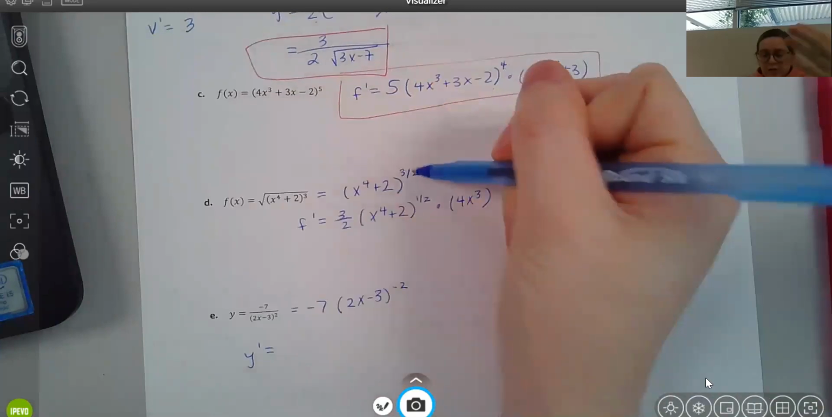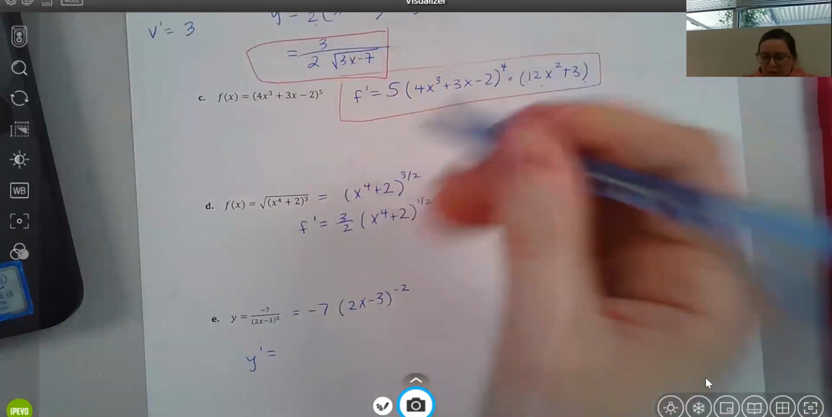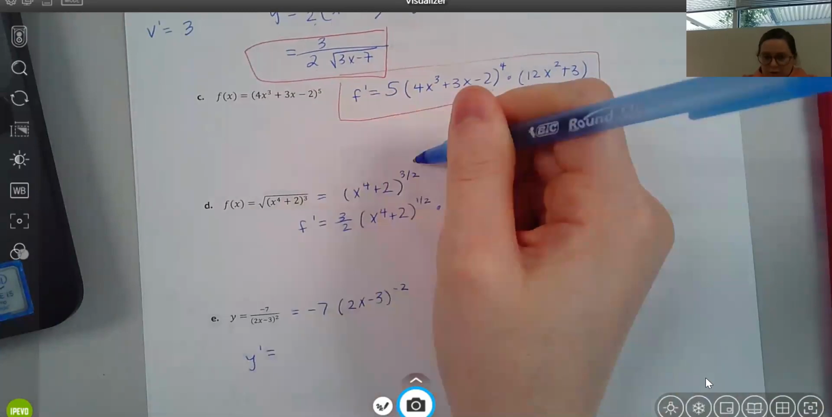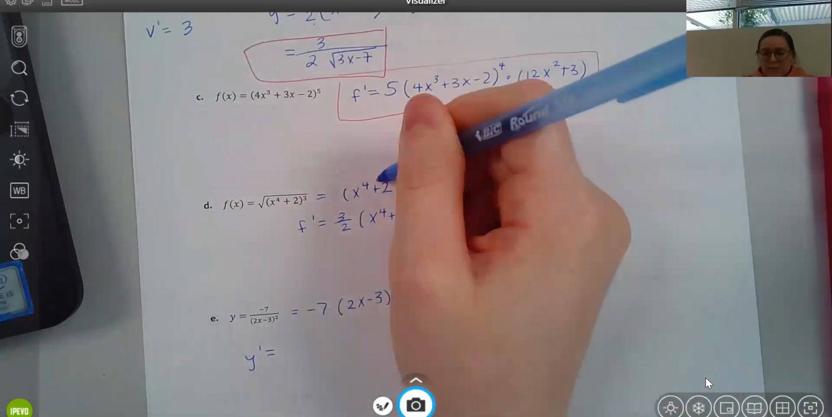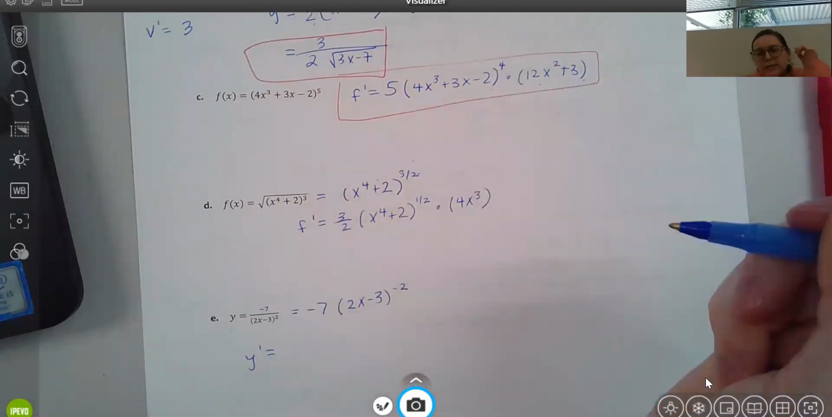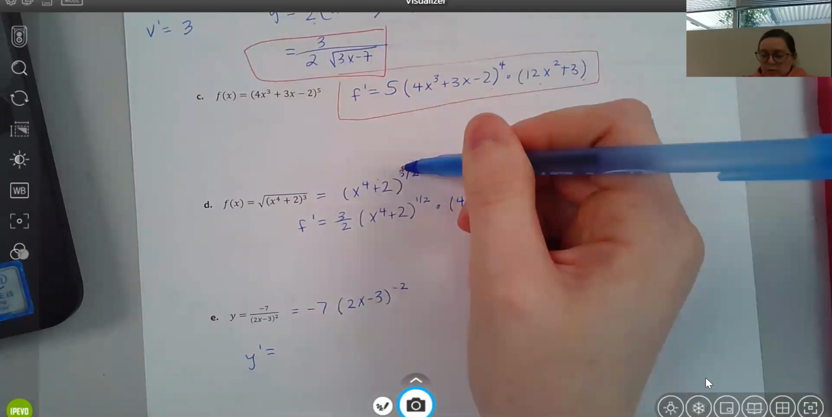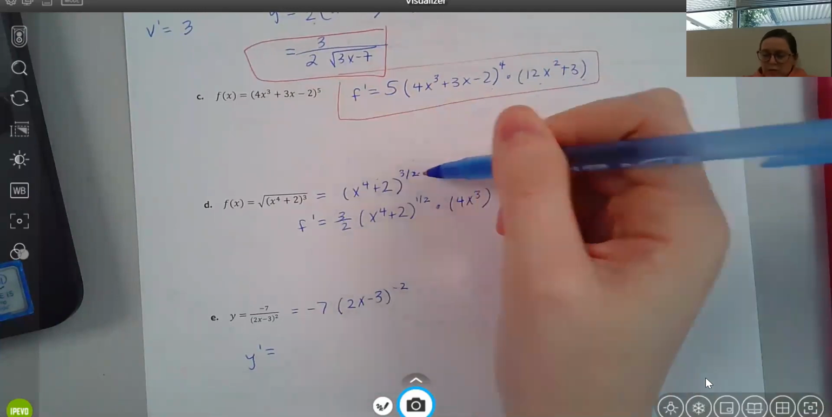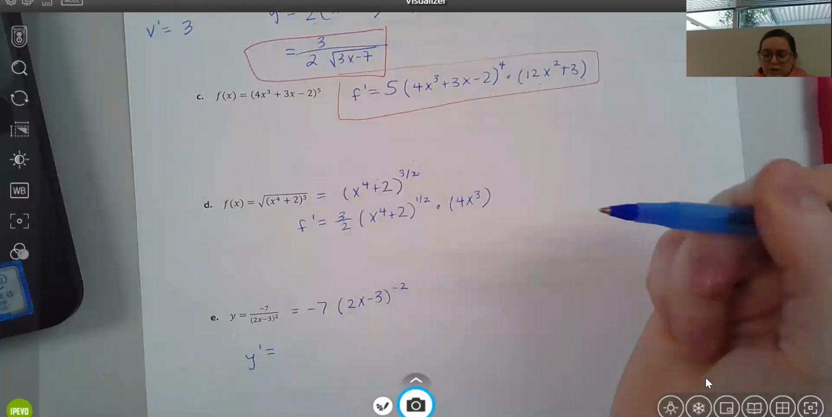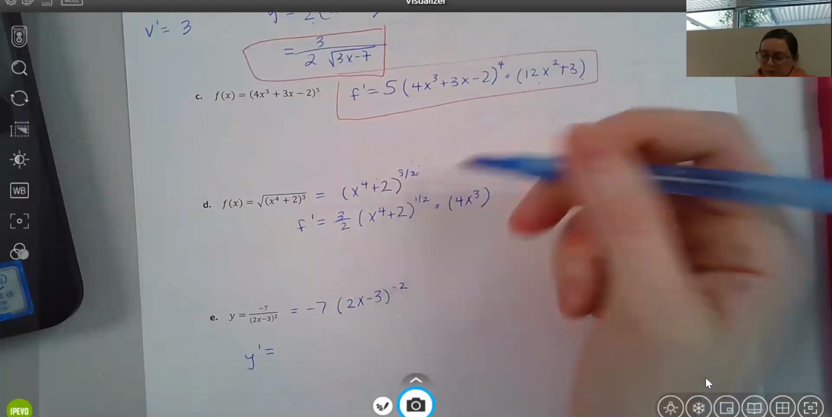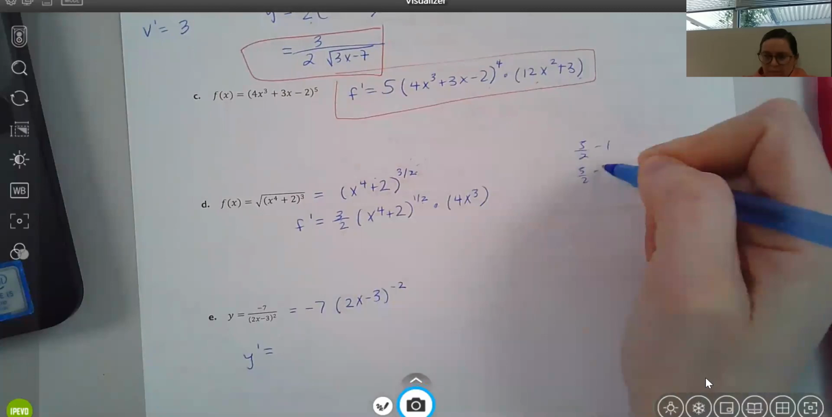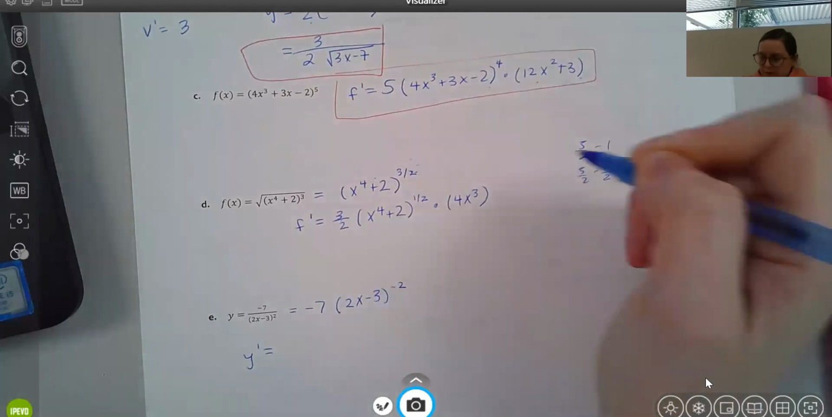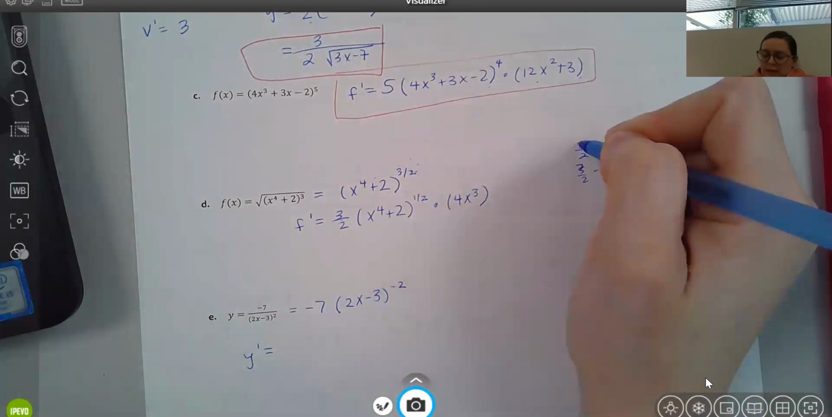So definitely chain rule because I've got an inside function and an outside function. This is the inside, x to the 4th plus 2, raised to the 3/2 power is your outside function. Taking derivative of the outside, so to the 3/2 power, you would bring the 3/2 down and then subtract 1. 3/2 minus 1 is 1/2. So that's where that 1/2 came from. You're like, where did that come from? Those look like 5s. That's a 3. Okay, so that's the first part.